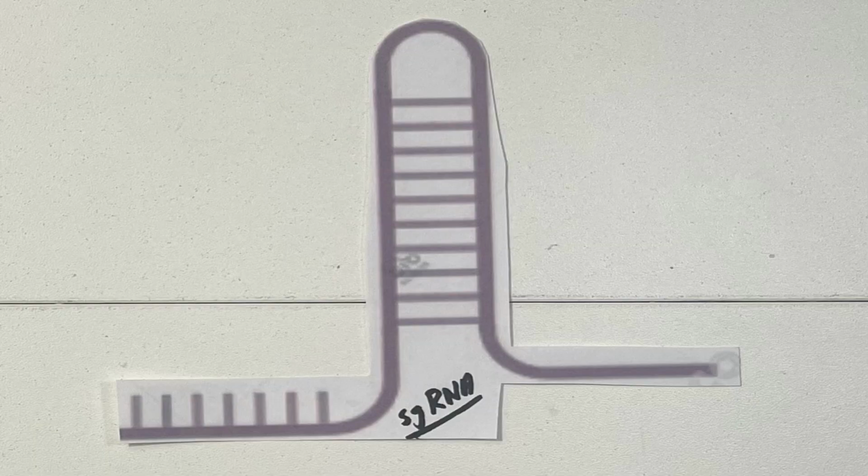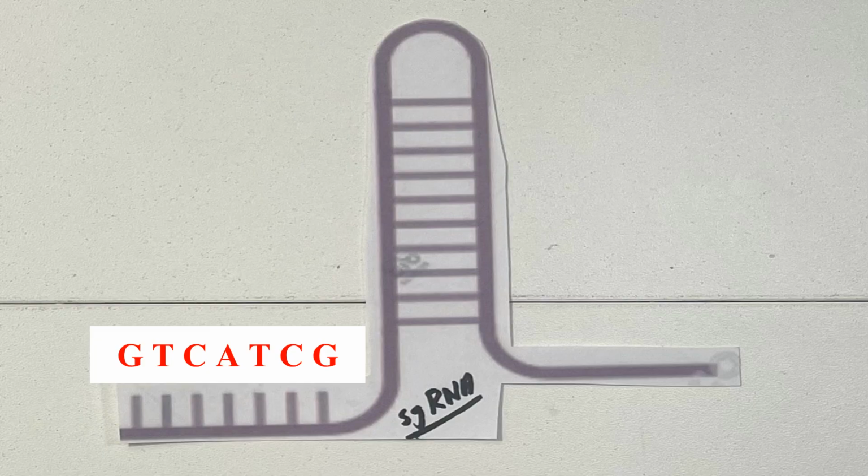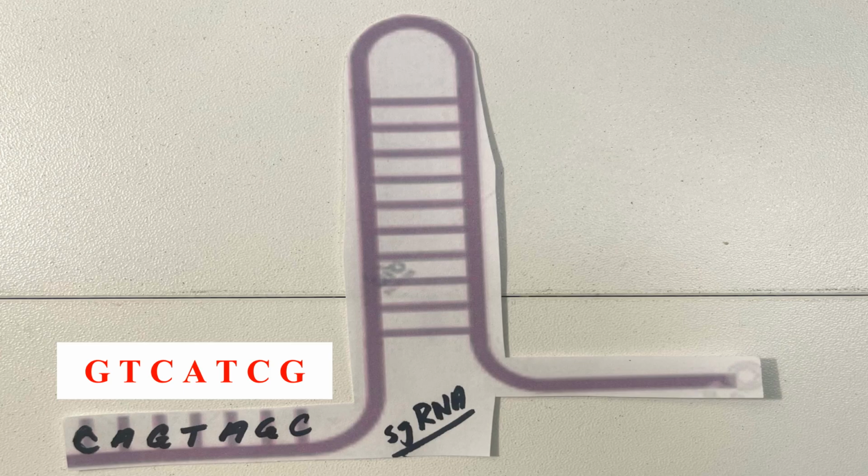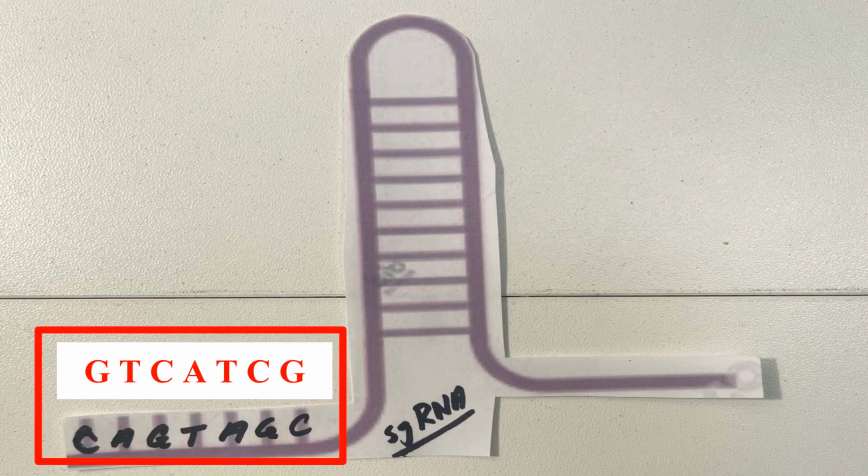Let's say, for instance, we want to modify a DNA sequence that contains the bases GTC, ATC, and G. Since we know that A always pairs with T and G always pairs with C, we can create an sgRNA molecule with the bases CAG, TA, G, and C. The sgRNA will now bind to that specific sequence of DNA.